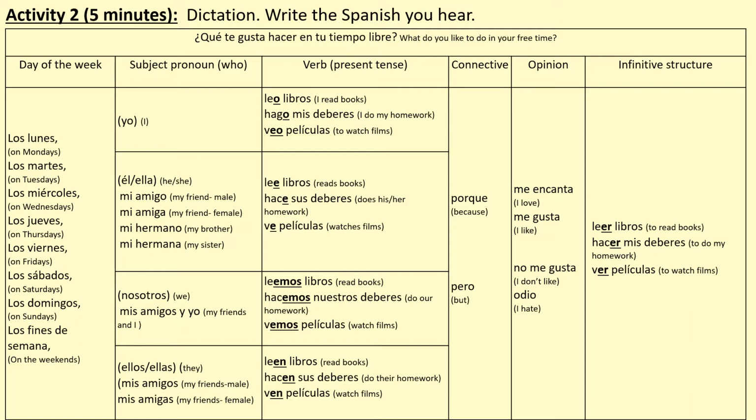3. Los viernes mis amigos hacen sus deberes, pero odio hacer mis deberes.